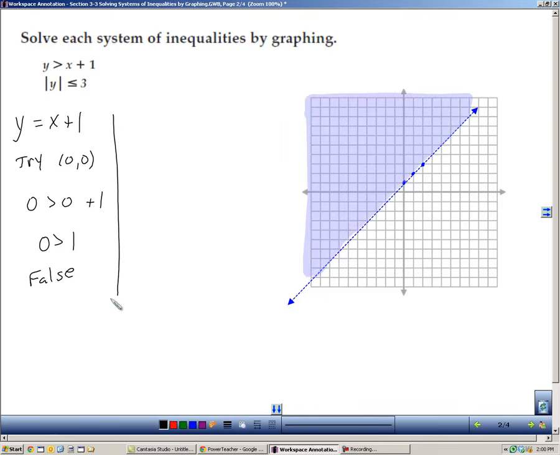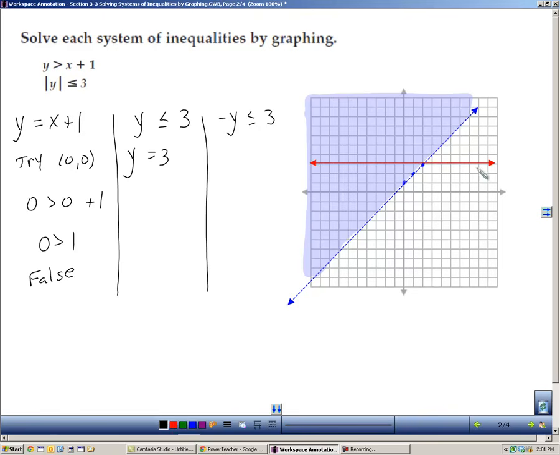My second inequality is absolute value, which if you remember back in previous sections we talked about, we can rewrite as positive y is less than or equal to 3, or negative y is less than or equal to 3, because the positive distance is smaller than 3 and so is the negative. So that actually creates two equations, two more lines I'm going to graph. This one, y equals 3, and so we'll put that one up here. That is a horizontal line, and because it's less than or equal to, it's going to be a solid horizontal line.